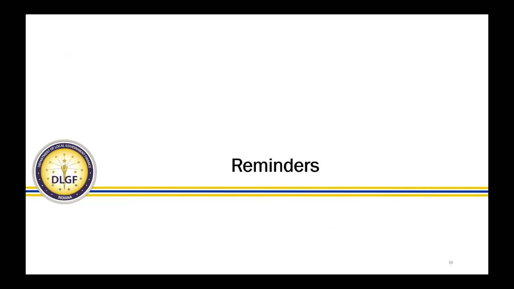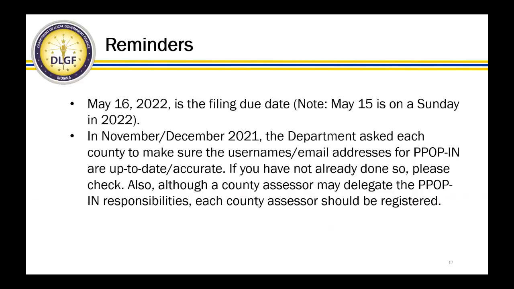So what are some reminders about POP-IN? I know for a lot of us it's been 8-9 months since we dealt with POP-IN, or gearing up for personal property coming up. First thing is May 16th this year is the filing due date. Normally, obviously, it is May 15th. However, since May 15th is on a Sunday this year, the filing due date is May 16th, and that is effective for both POP-IN filing, and also if you have a taxpayer filing a paper return by either mailing it in or walking it in. May 16th is the filing due date for this year.